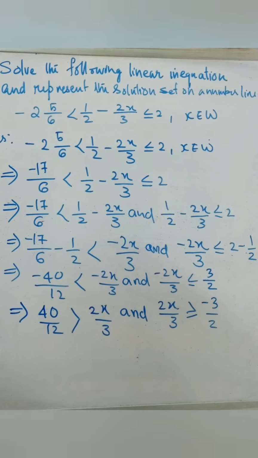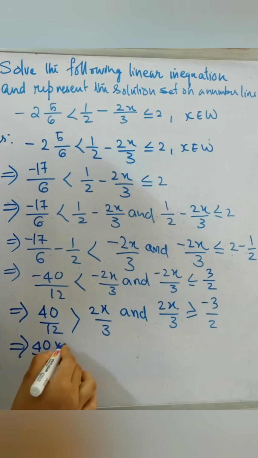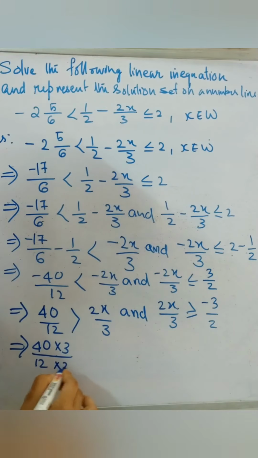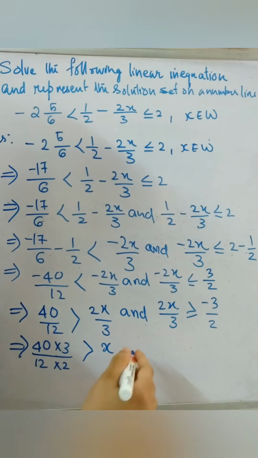How can we divide a fraction by another fraction? To divide a fraction by another fraction, we have to multiply the dividend with the reciprocal of the divisor. Then it will become 40 by 12 into 3 by 2. Reciprocal of 2 by 3 is 3 by 2. So it will become 3 by 2. Then on the right hand side, we are left with x.